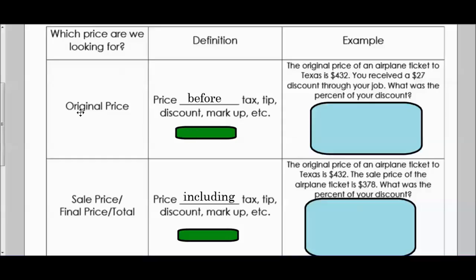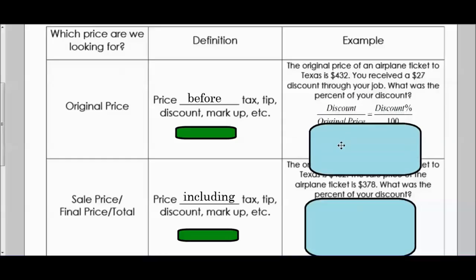So when we're looking for the original price, here I'm talking about the original price of an airplane ticket to Texas, and that's $432. You received a $27 discount through your job. What is the percent of your discount? So we don't know the percent yet. We don't know the percent of discount.